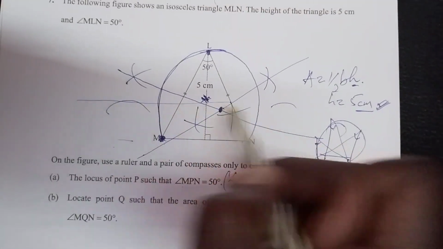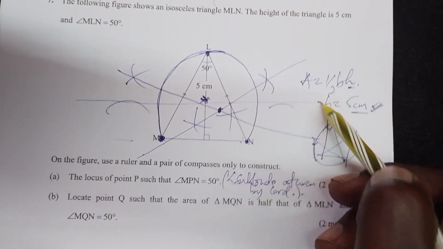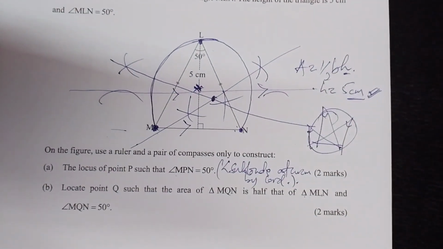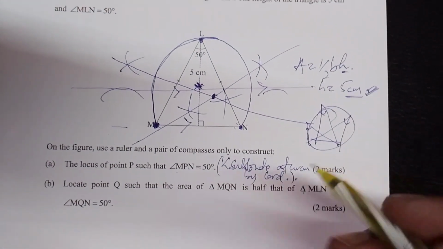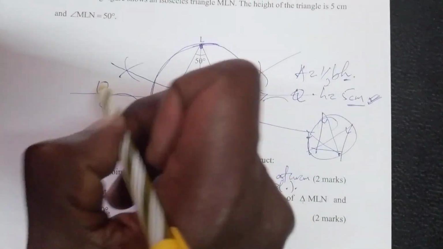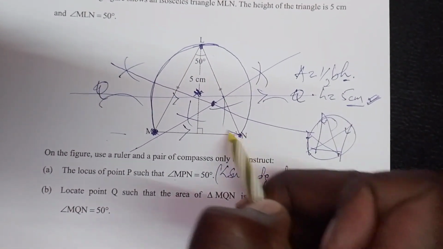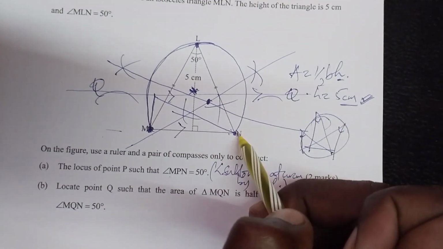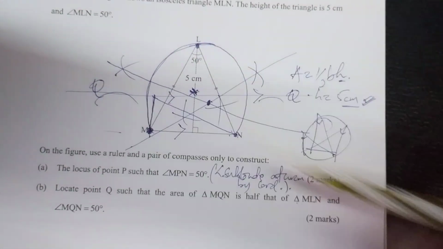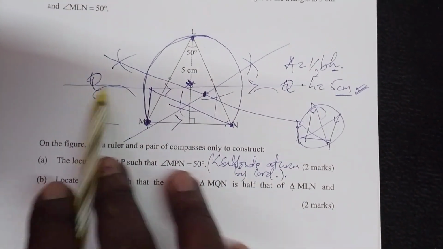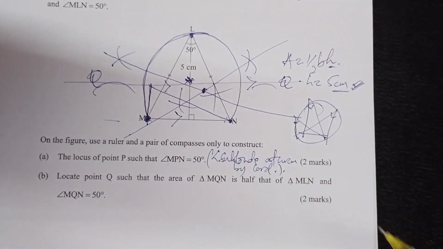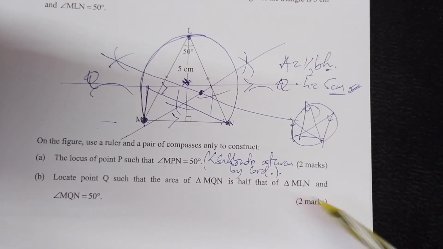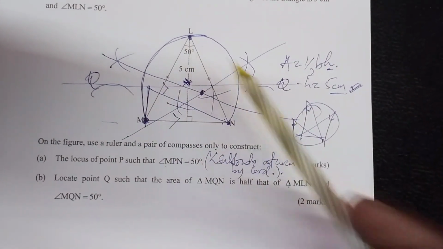Draw a parallel line. I hope you know how to draw a line which is parallel to MN, such that Q lies on this line. If you join to form a triangle there, you'll have the same base, but the height will be half, 2.5 cm. So Q lies on this parallel line such that triangle MQN will always be half triangle MLN.